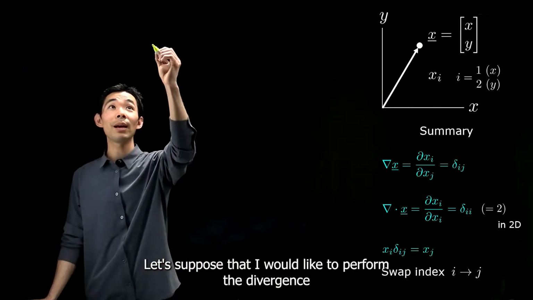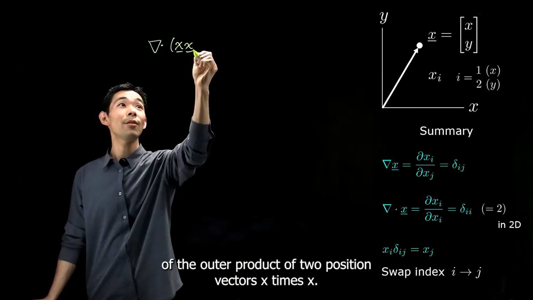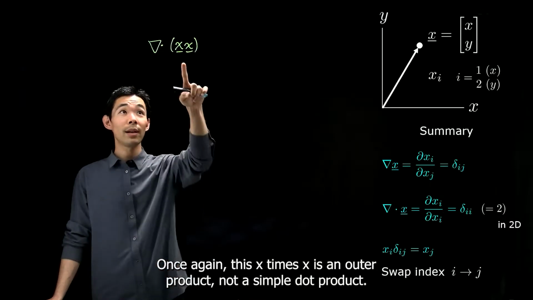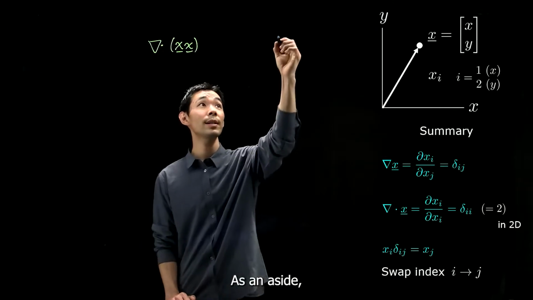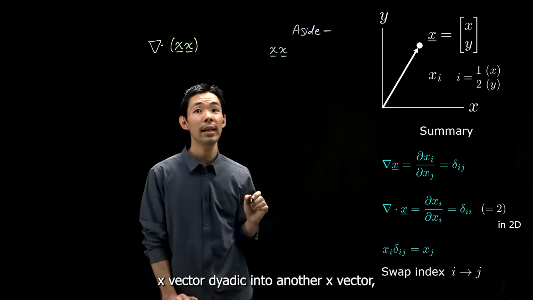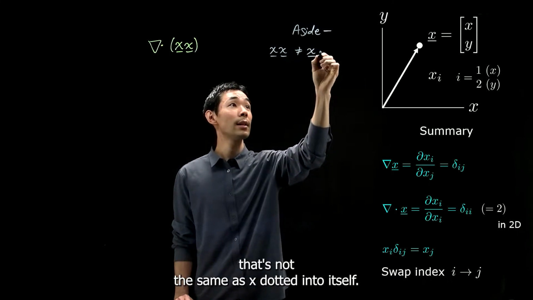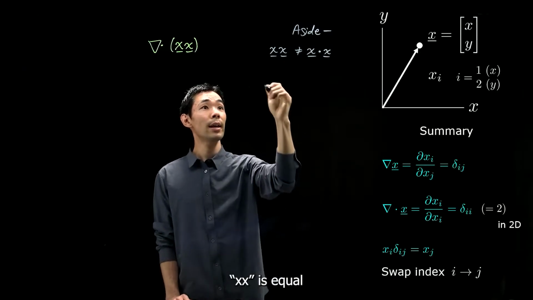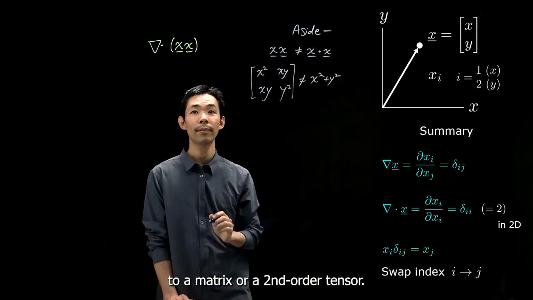So let's suppose that I would like to perform the divergence of the outer product of two position vectors x times x. So once again, this x times x is an outer product, not a simple dot product. So just as an aside, whenever we have x vector dyadic into another x vector, that's not the same as x dotted into itself. Okay? So x dyadic x is equal to a matrix or a second order tensor, just like that.